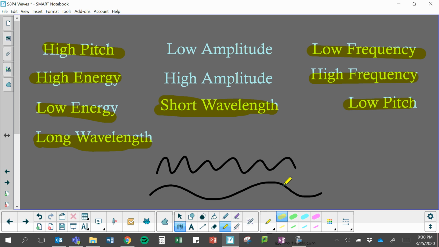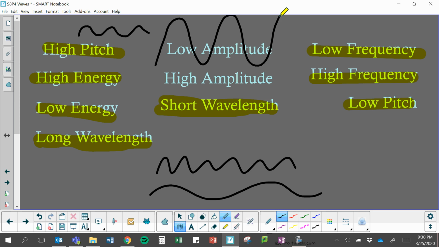We still have amplitude to talk about, and actually both of these waves have very similar amplitudes. Amplitude is dealing with the height of the wave. So if we have a low amplitude, we do not have a very tall wave. But if we have a high amplitude, we're going to have a much taller wave. This is also going to relate to a quiet sound and a loud sound.